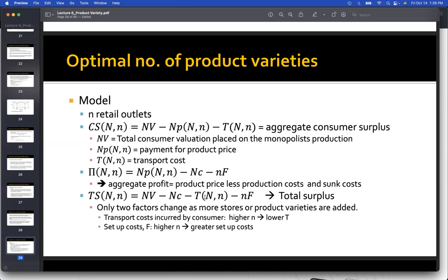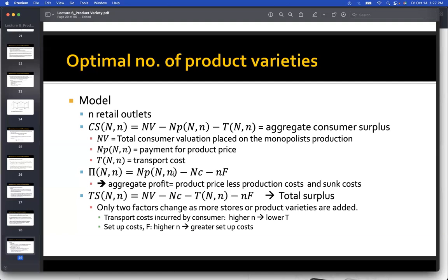The more stores there are, the less the transportation cost is, because the more stores, the closer stores are to the consumers, the less they have to travel. But then a high N would mean a high setup cost, a high total setup cost. So this again is similar, but not the same as the monopolist problem.